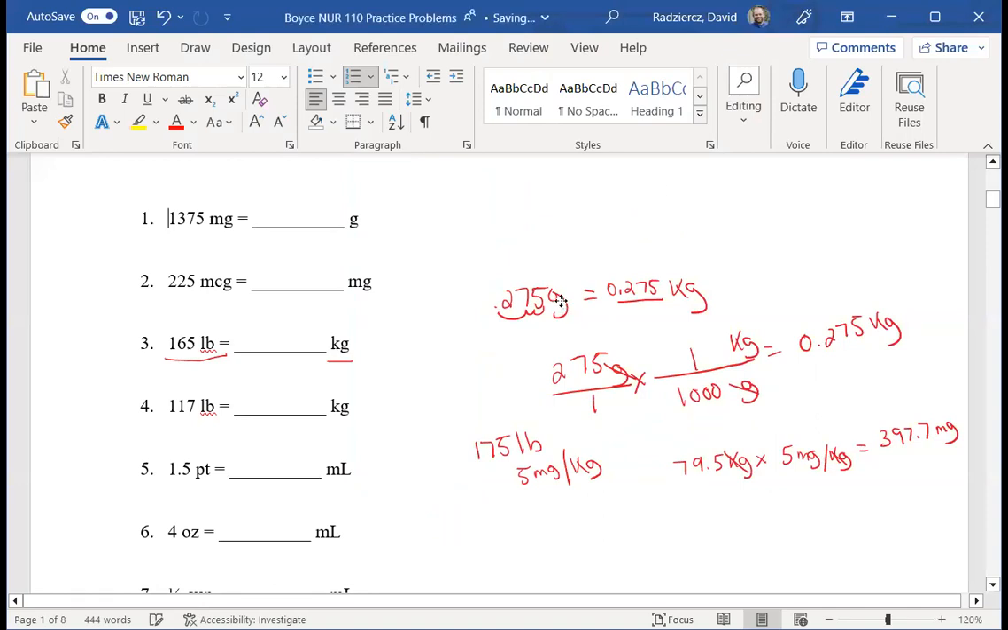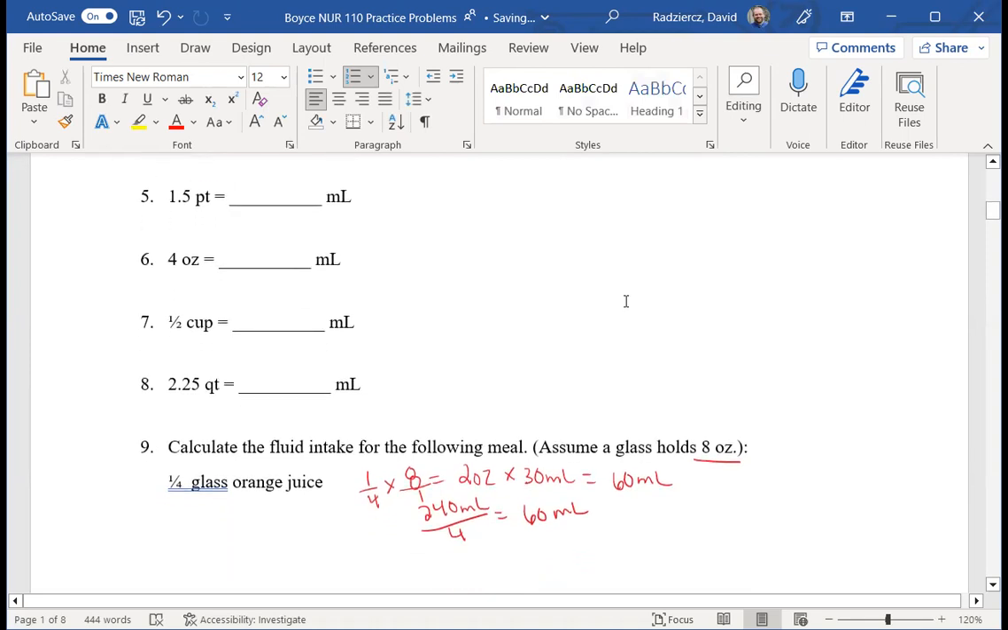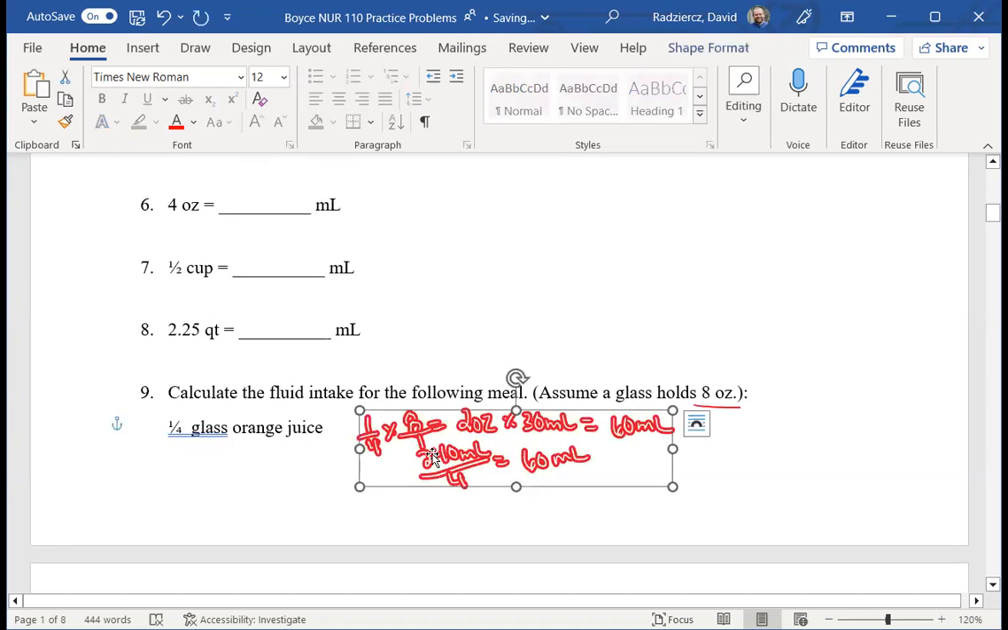We'll do some of these practice problems here. So I put a bunch of these. This is not how your test will look, but there's a bunch of just questions, and I'll start working through a few of these. And then we'll get into some of these other fluid type questions.